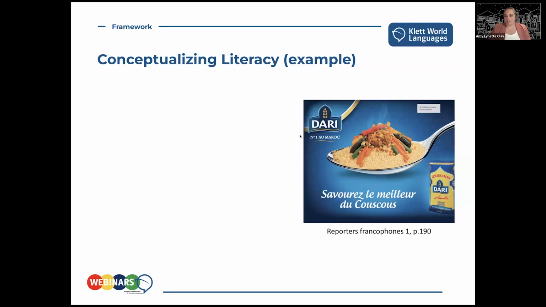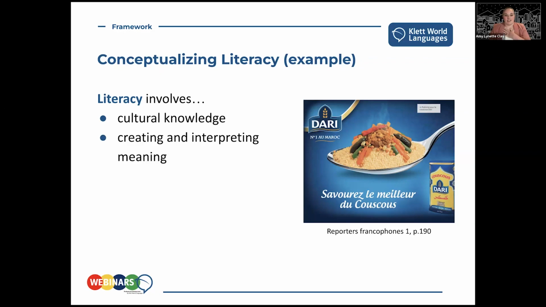All right. So with this text here, we can think about cultural knowledge as being integral to literacy. So the way that we engage with this is culture dependent. Knowing that this is number 1 in Morocco may mean something different to different people. For example, it may mean something different to me because I know that couscous is a staple food in Morocco, and also a food that is commonly consumed in France, for example. And so I might think about that as I'm interpreting this text because I have that cultural knowledge that maybe my students don't have.